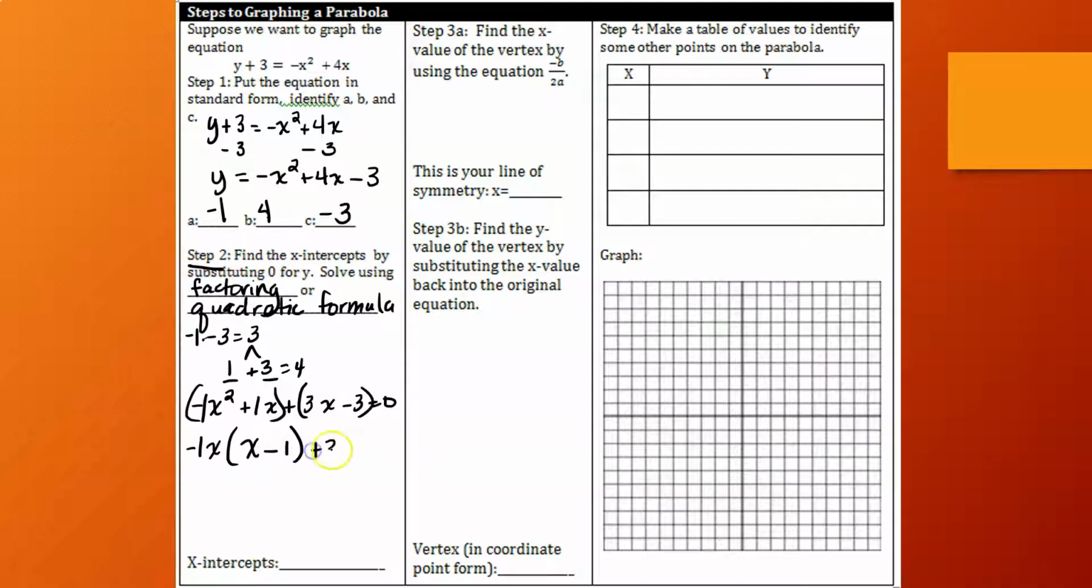3x and negative 3 have a common factor of 3. 3x divided by 3 is x. Negative 3 divided by 3 is negative 1. So now this is factored. x minus 1 times negative 1x plus 3 is equal to 0.